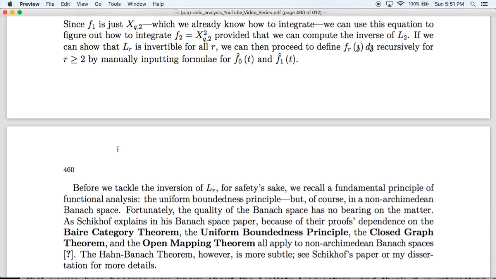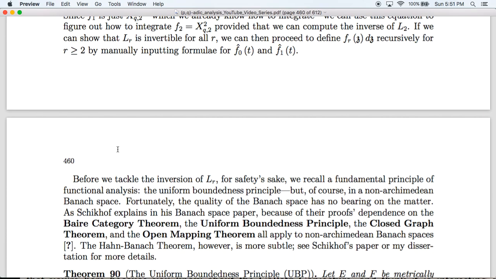So now comes the functional analysis I was talking about. Just to be clear, because we're dealing with the inversion of a linear operator on an infinite dimensional Banach space, let's just recall a bit of the basics. In particular, the uniform boundedness principle, but in this case, potentially in a non-Archimedean Banach space. Fortunately, the quality of a Banach space has no bearing on whether or not the UBP holds.